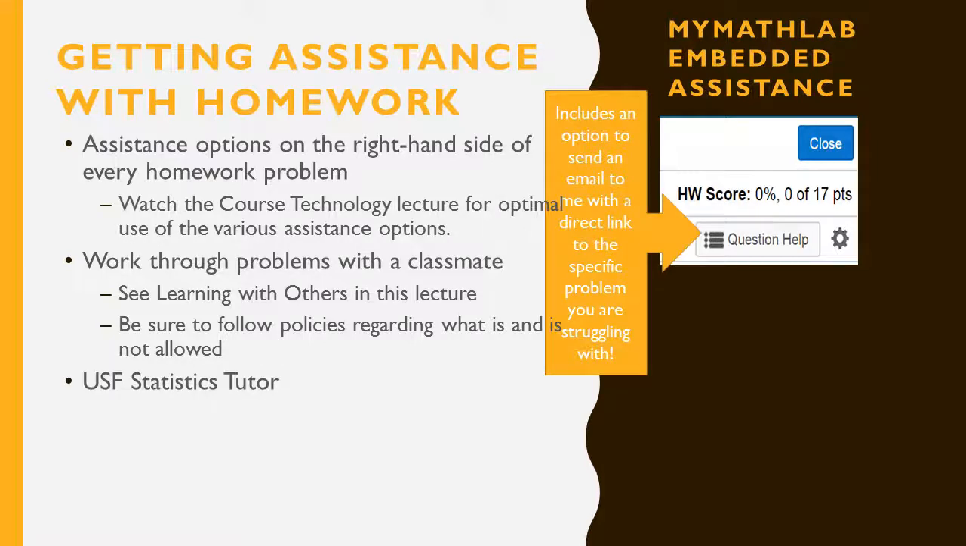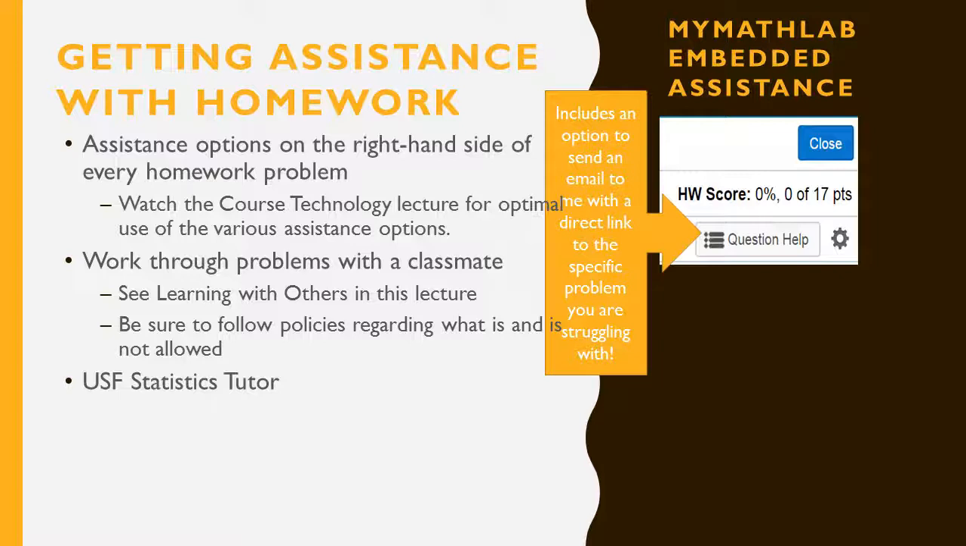All right, now one of the important things when you're looking at the question help, it includes an option that sends an email to me with a direct link to the specific problem that you're struggling with. Each of these problems that we're going to be using on MyMathLab is the same type of problem but with unique numbers. This is one of the ways that I can allow you all to work together and work online and not have to be concerned about plagiarism and cheating because you're each getting your own unique problem.